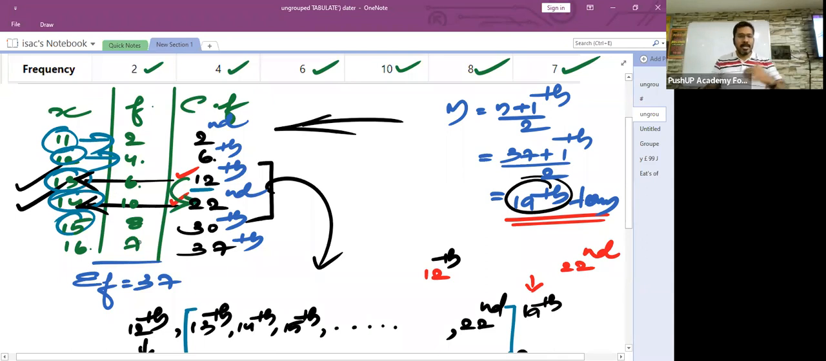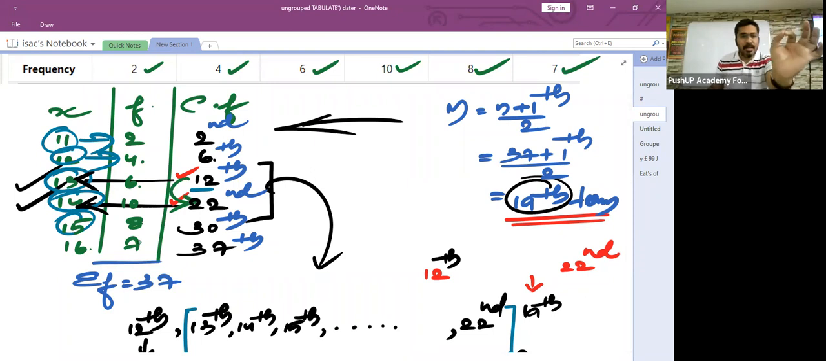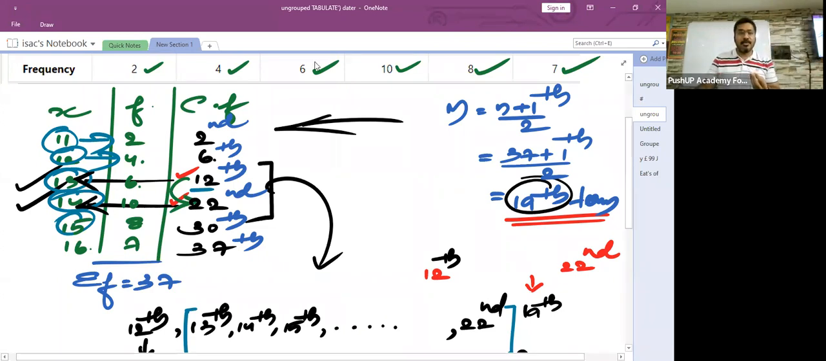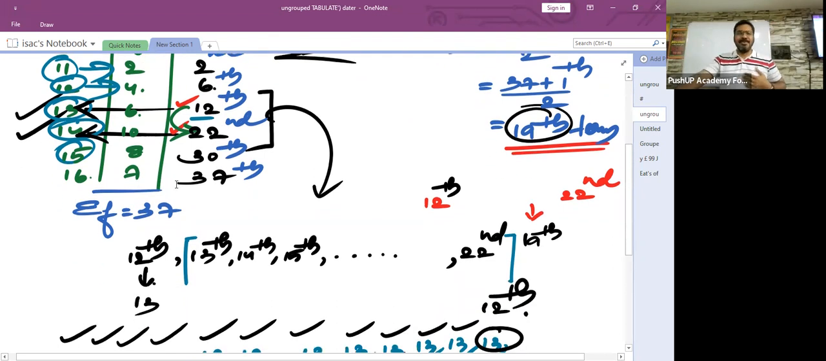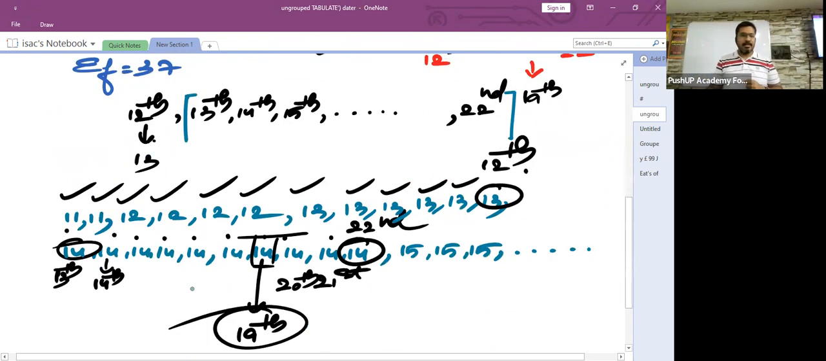isn't it? So children, exactly the 12th term was what? 13. From the 13th term till the 22nd term, all the observations are what? 14. Isn't it? So obviously, children, I use the word obviously, the 19th term would be what? 14. Understood? Children, I can't explain more. Understood? Okay. This part is clear.